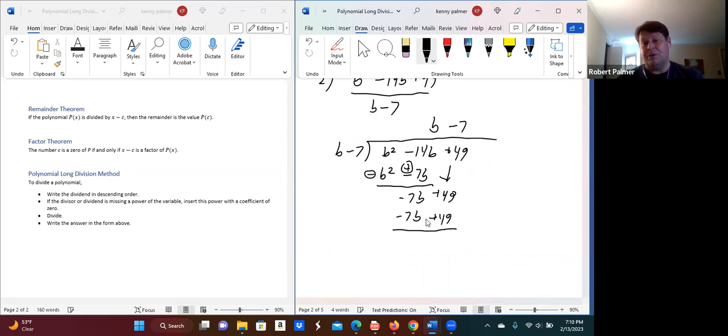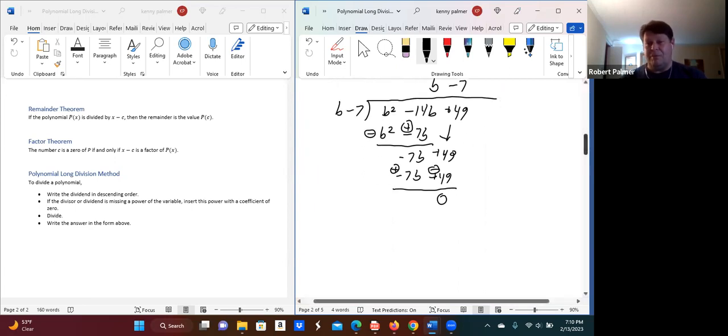Okay. Once again, I'm going to subtract this. It means I change my signs. This becomes positive. This becomes negative. I combine those. Of course, that's 0. This is also 0. Okay. Now, am I done? Well, yes, I am. Two reasons. Here, there's no b left. There's nothing I can multiply in terms of polynomials b by to get a 0. And also, there's nothing else to bring down. That means I'm done.